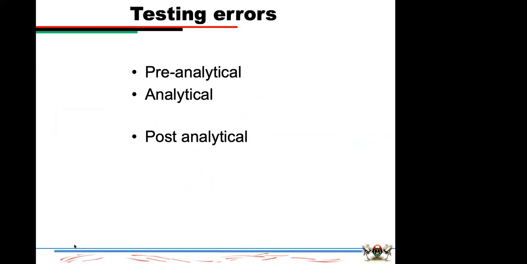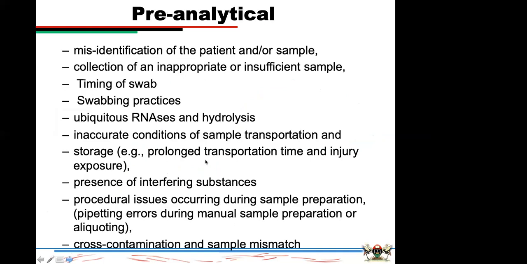And the pre-analytical errors are associated with misidentification of the patient or the sample. They could be associated with collection of an inappropriate or insufficient sample, or the timing of the swab, or the swabbing practices itself. There is a specific way that you put your swab in the nose, turn it around a couple of times so that you are able to touch the nares and pick the sample. If you don't do that, then you are likely going to get some errors.